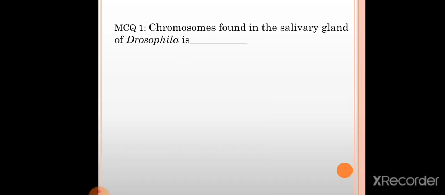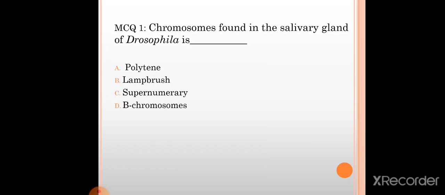Now here are a few questions to ask, just to take a recap of what you have learned. Chromosomes found in the salivary gland of Drosophila are called: option A polytene, B lampbrush, C supernumerary, and D B chromosomes. So what's your answer? Your answer should be polytene chromosomes, so it is option A.